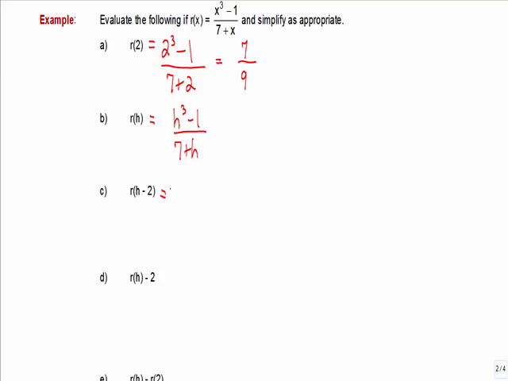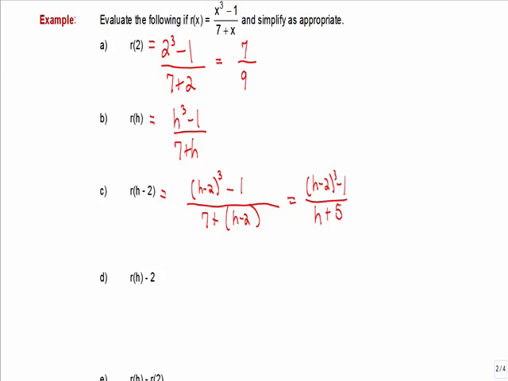r at h minus 2. Again, I want to substitute the entire quantity h minus 2 in for the variable. So notice when I look at the fraction, I start with x cubed. So instead of x cubed, I do h minus 2 all cubed minus 1 over 7 plus, and instead of x, I use h minus 2. Which I could initially simplify into h minus 2 cubed minus 1 over h plus 5.